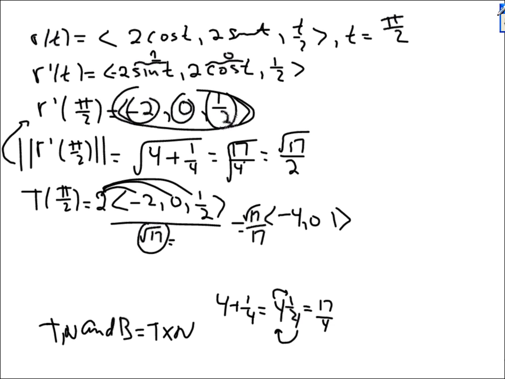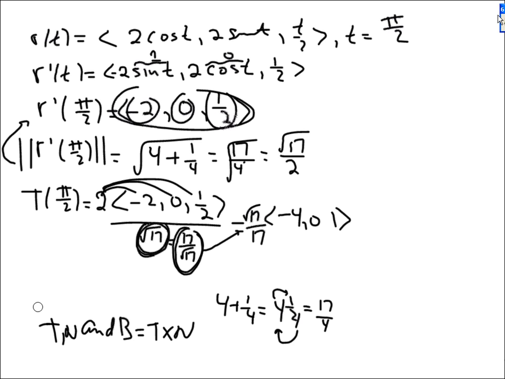Because this is 17 over the square root of 17. I multiply numerator and denominator over here by square root of 17 over 17. And instead of dividing by that, I multiply by the reciprocal. And that is T. Okay.